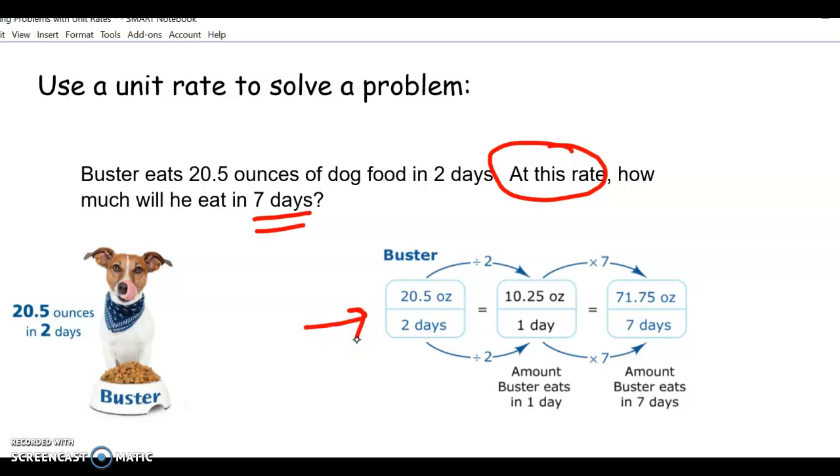20.5 in 2 days, set up your rate. We're going to divide by 2, our denominator, and that gives us 10.25 ounces per day. There's the unit rate. Now I can use that to solve my problem. 1 day, I'm going to multiply that by 7, and that tells me how much Buster's going to eat in 7 days, and you can use your calculator for these. Okay, so again, divide to find the unit rate and then use that unit rate to solve your problem.